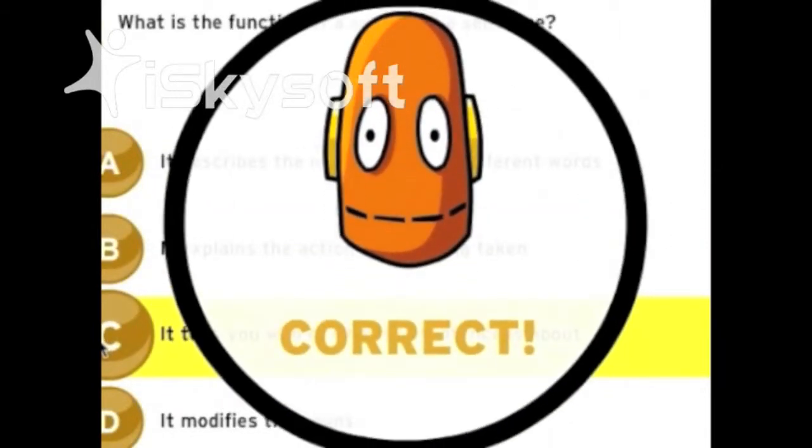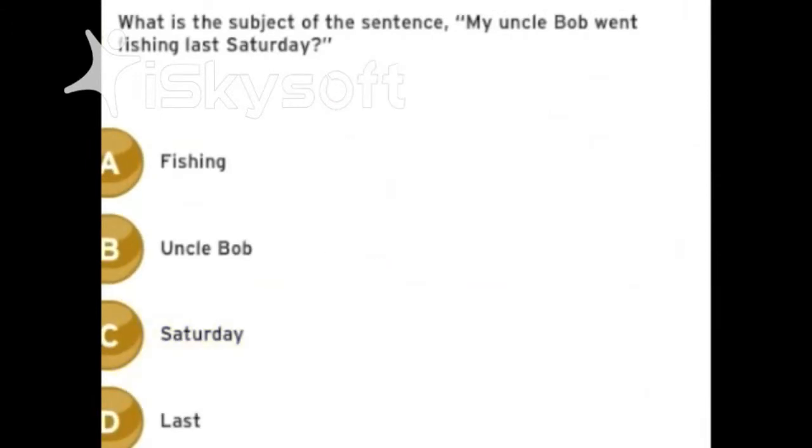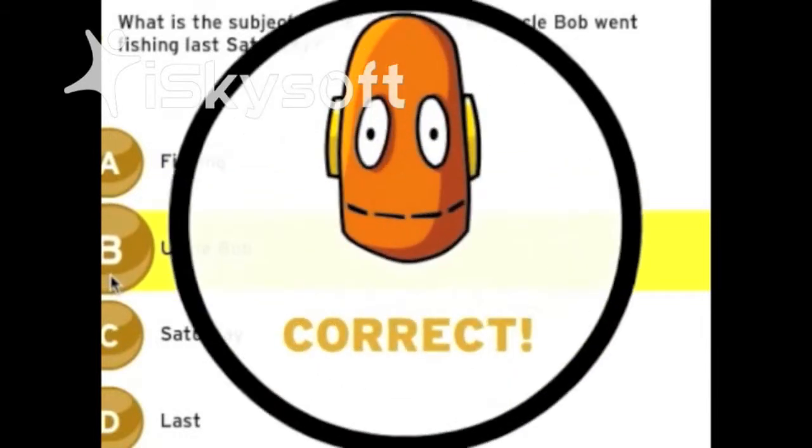C, it tells you who or what the sentence is about. Number 3. What is the subject of the sentence, "My Uncle Bob went fishing last Saturday"? A, fishing. B, Uncle Bob. C, Saturday. Or D, last. Of course, in this case, the subject is Uncle Bob.